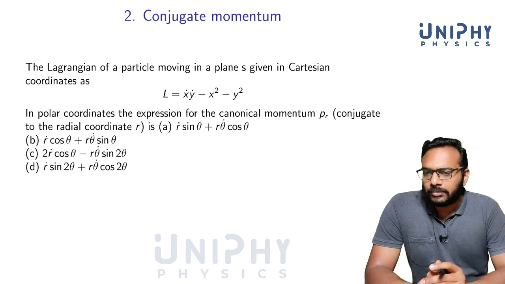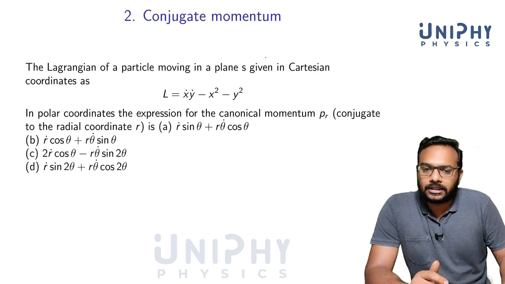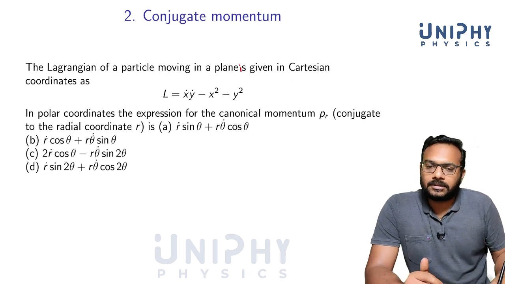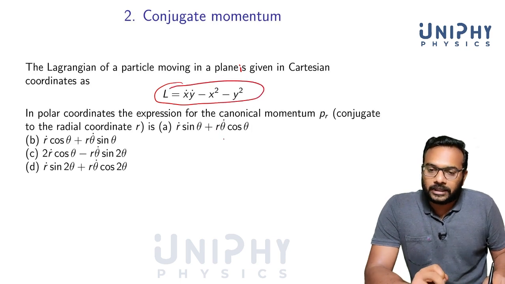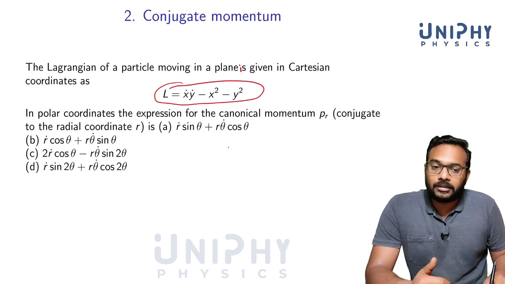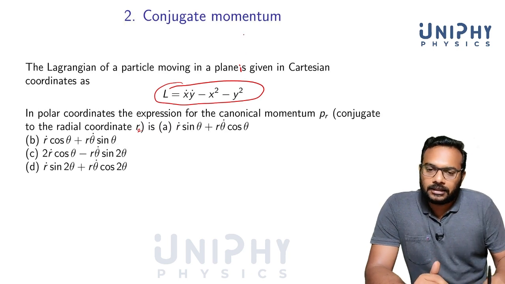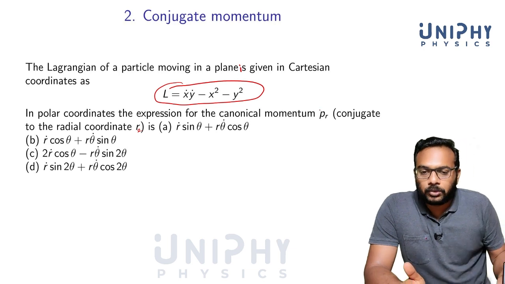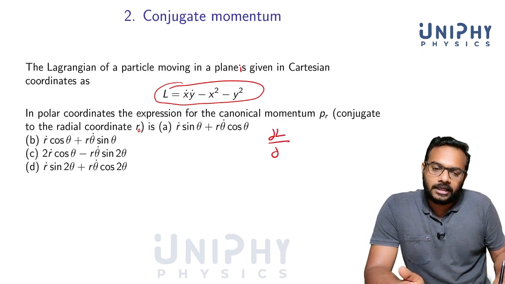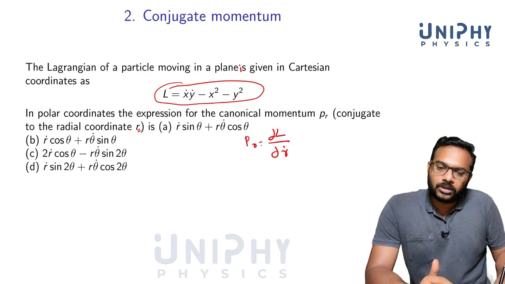Again, not a difficult problem. The Lagrangian of a particle moving in a plane is given in Cartesian coordinates, and it is this. In polar coordinates, the expression for the canonical momentum p_r, conjugate to the radial coordinate r is, we have to find the conjugate momentum corresponding to the coordinate r. And what is it? It has to be dou L by dou r dot. That's the definition for conjugate momentum. This is what we have to find.